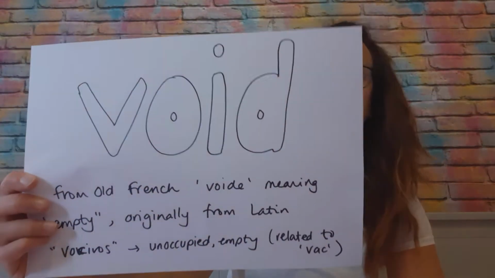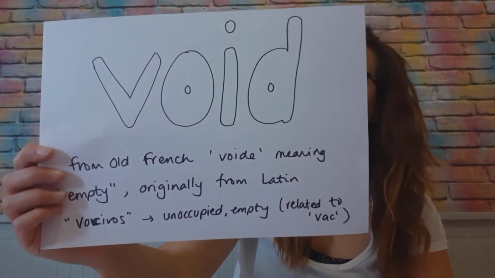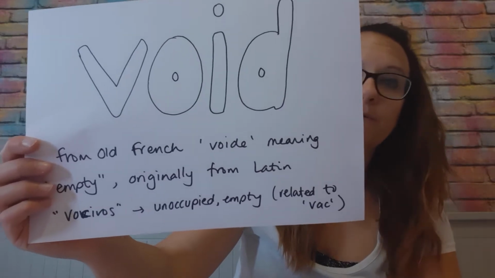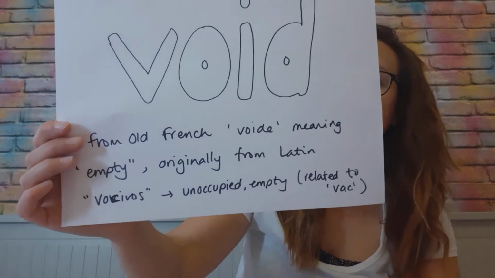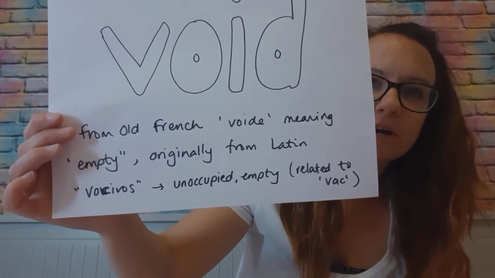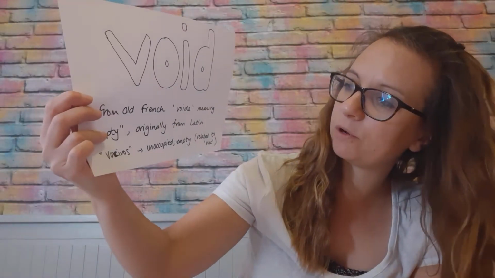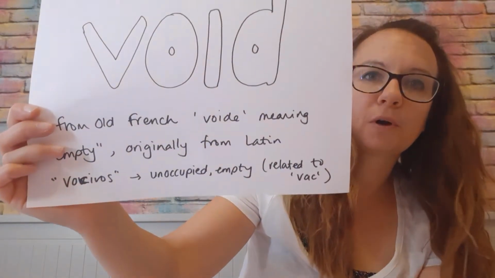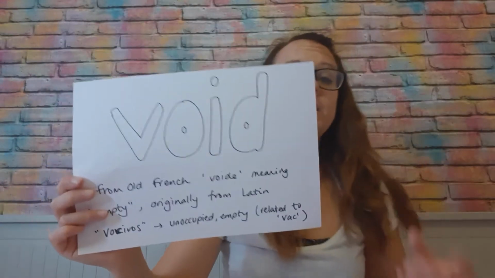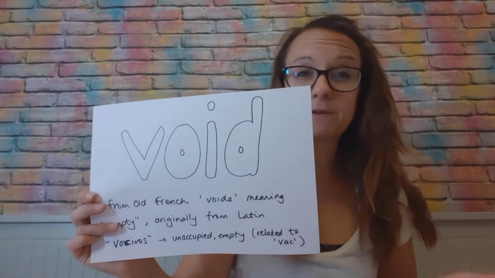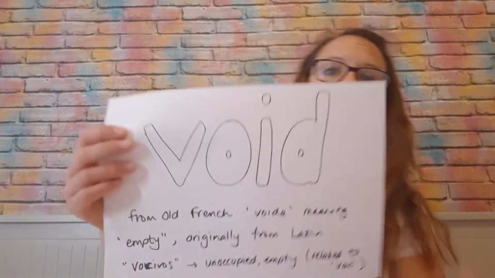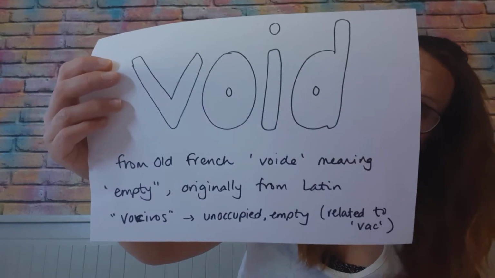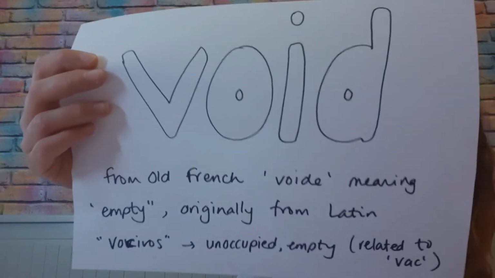Okay, so it's a free morpheme. It is this one. It is void. So void can be a word by itself. It's from the old French void, which means empty, originally from the Latin vocivos, or vocivos, I'm not sure if it's a soft C, meaning unoccupied or empty. This is related to the same root that we did when we did vac. So we talked about vacuum, and the vac meaning empty, vacate. So void and vac come from the same original root meaning empty. So we have got void there.